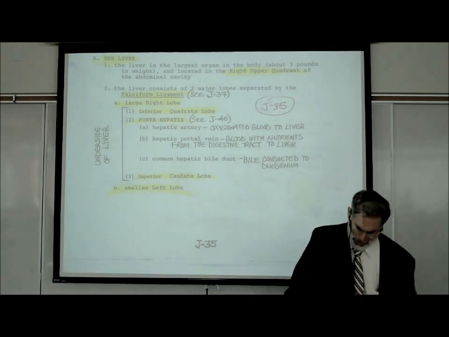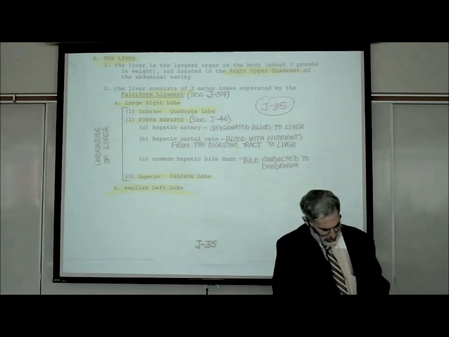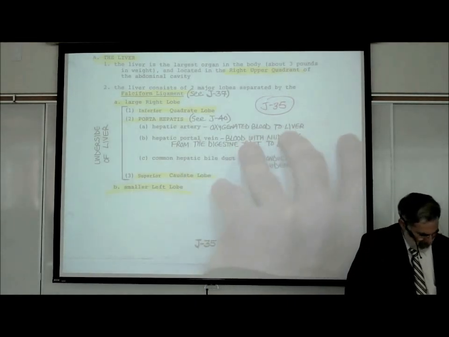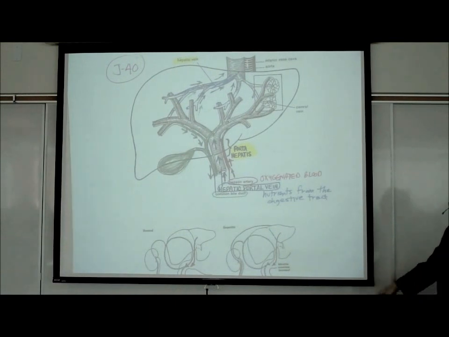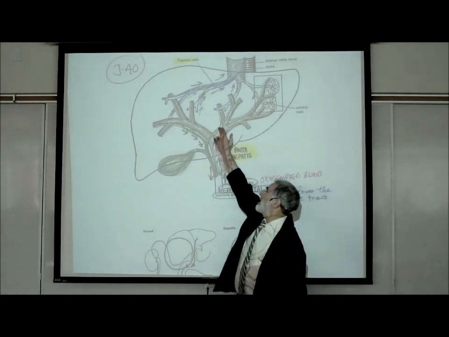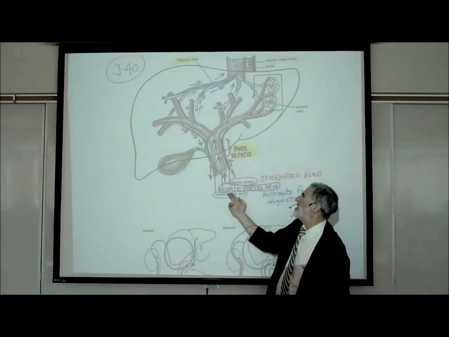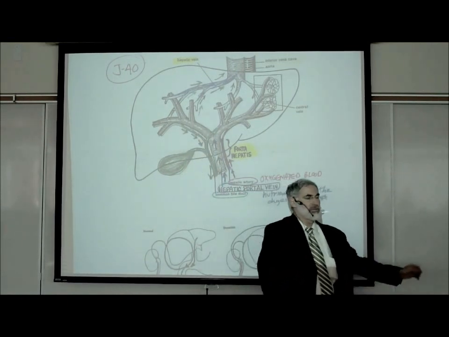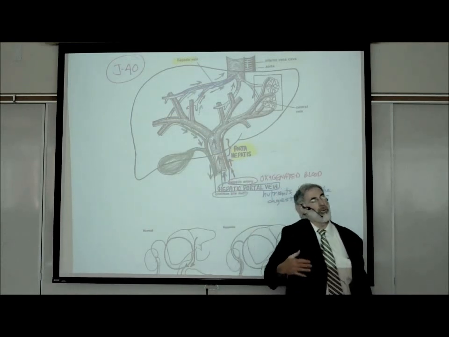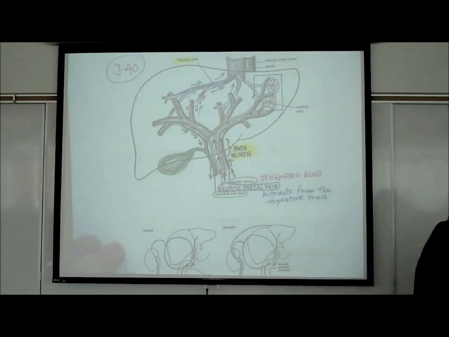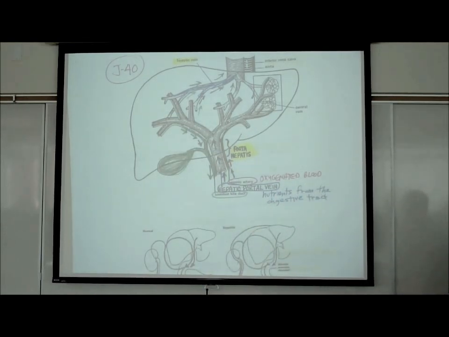You'd say, did you have a picture showing us that? Yes, we did. We saw a picture on J40. We looked at this last time. On J40, this picture shows the hepatic artery bringing oxygenated blood to the liver, the hepatic portal vein bringing nutrients from the digestive tract to the liver, and the bile ducts carrying bile away from the liver to the duodenum of the small intestine.